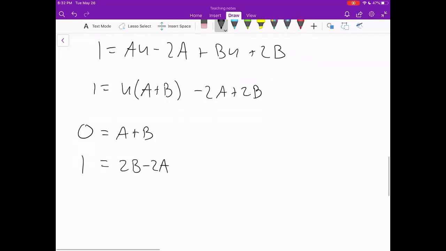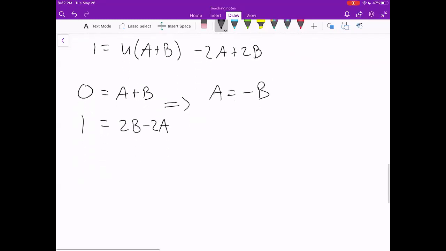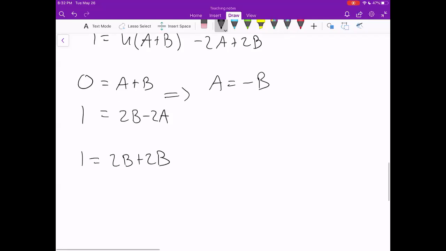And now I can solve these. The first one tells me a is equal to negative b. I can take that and put it into the second equation. I'm going to get 1 is equal to 2b plus 2b. Okay, so that tells me b is equal to 1/4, which then implies a is equal to negative 1/4.